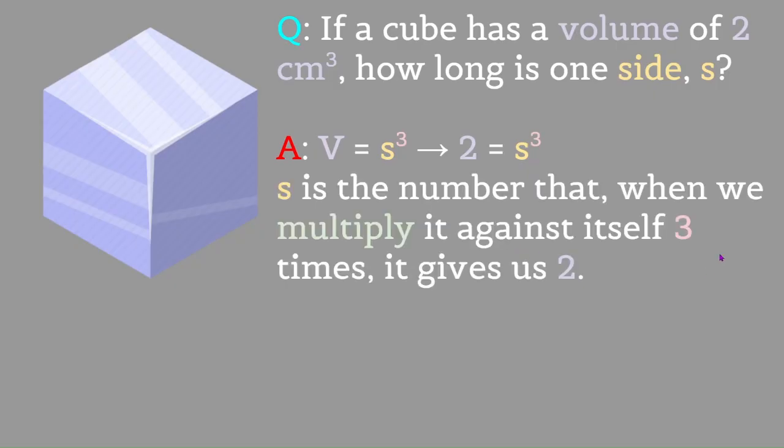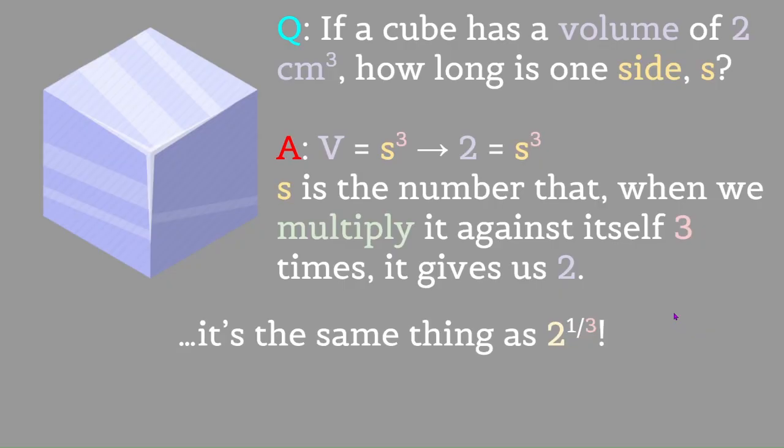So s is the number that, when we multiply it against itself 3 times, gives us 2. This should remind you of something, right? We just learned. S is the number that, when we multiply it against itself 3 times, gives us 2. So S is the same thing as 2 to the power of 1/3, right?